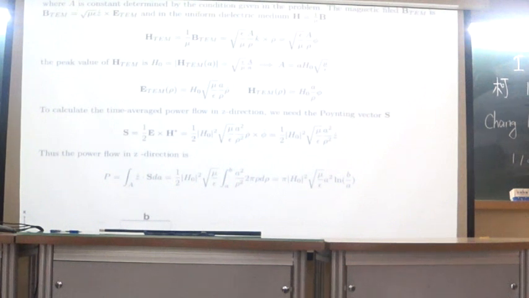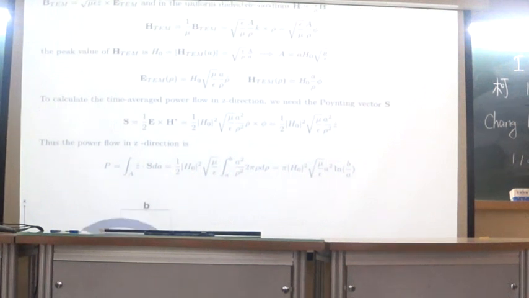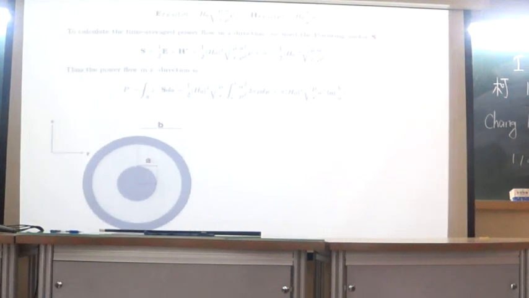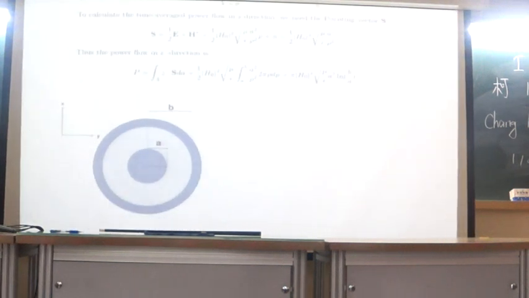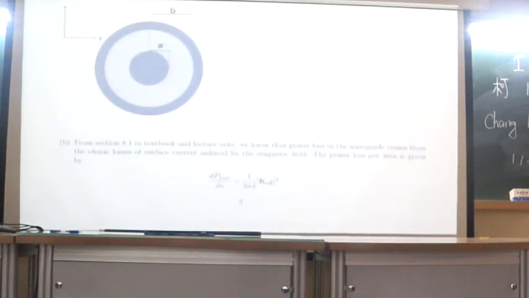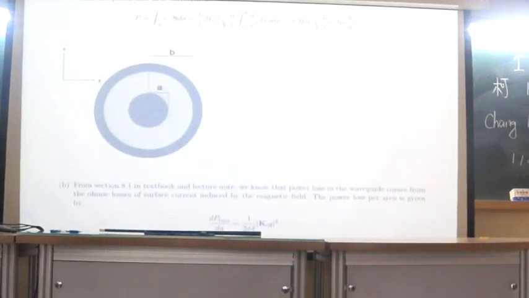And so then you will get the final result: pi times H0 squared and a lot of geometric-like constants. And this is the picture of the systems. Basically, it's just like two concentric, two coaxial cylinders.